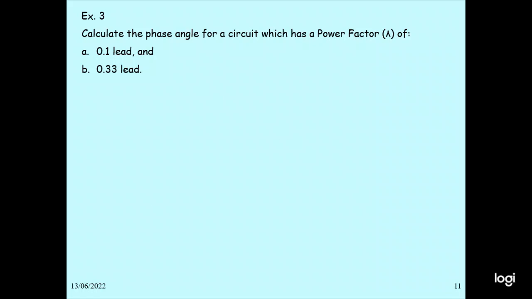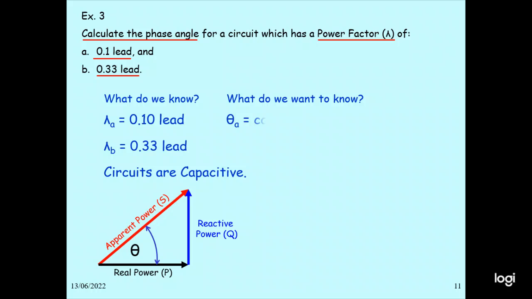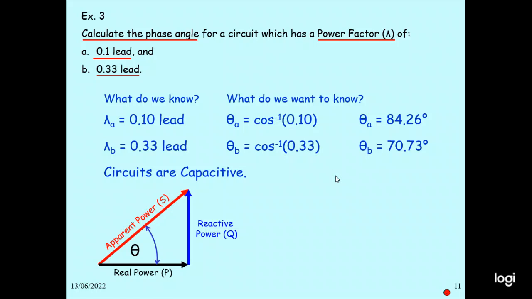And this is for the phase angle. Phase angle for the circuit, power factor 0.1 leading and 0.3 leading. So there will be the power factor 0.1 and 0.3 leading, we can calculate it this way.